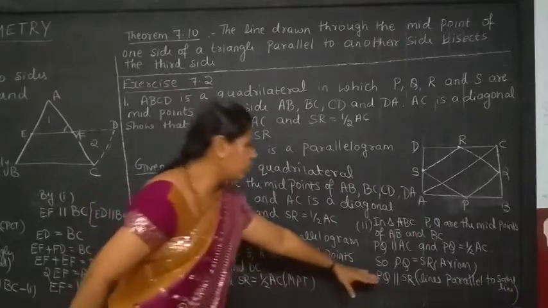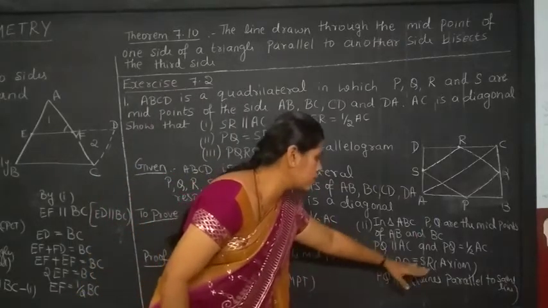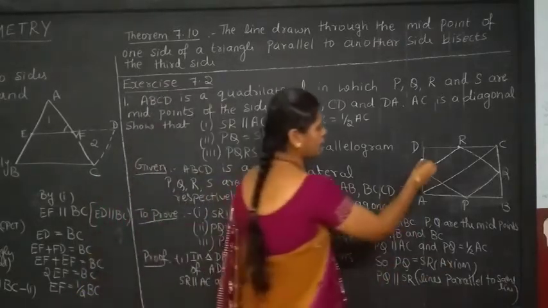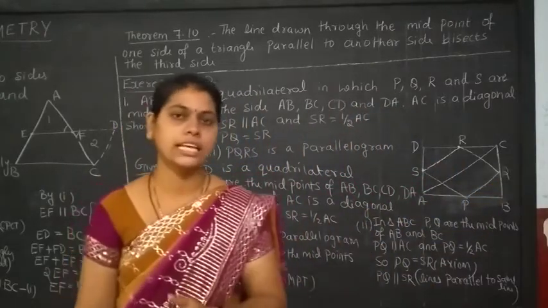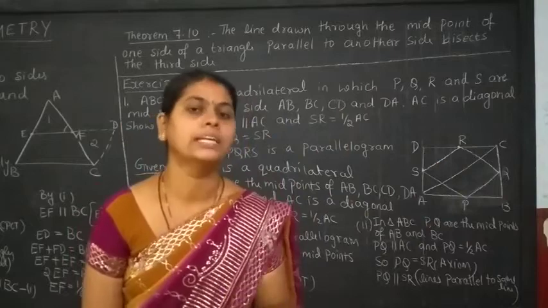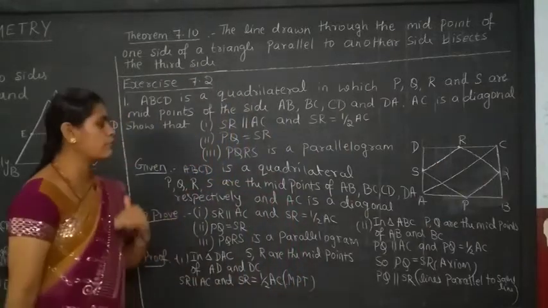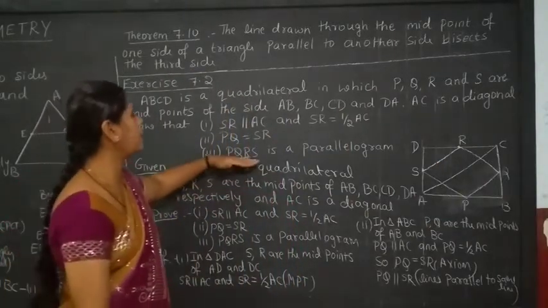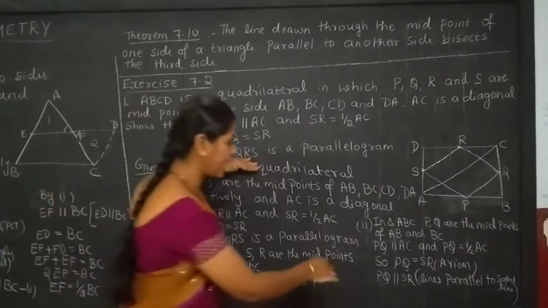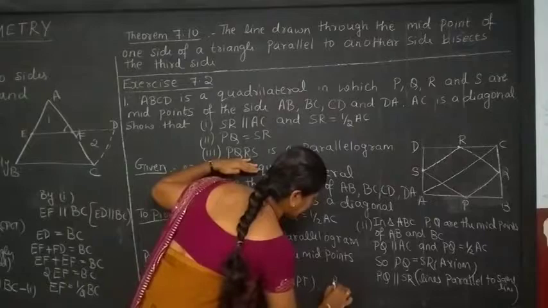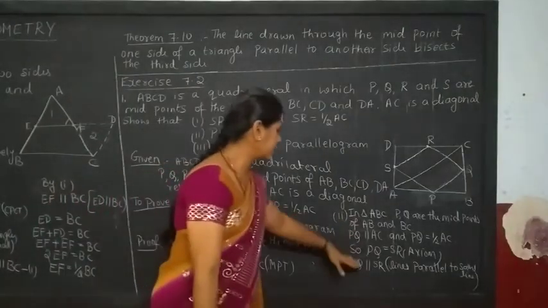Now PQ is parallel to SR and PQ is equal to SR. You got one pair of opposite sides equal and parallel. Then can you say the quadrilateral is a parallelogram? Yes. By theorem 7.8, you can say PQRS is a parallelogram. So by theorem 7.8, the first one and second one are proved.